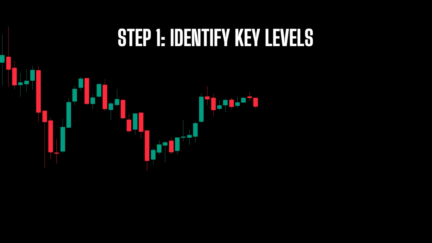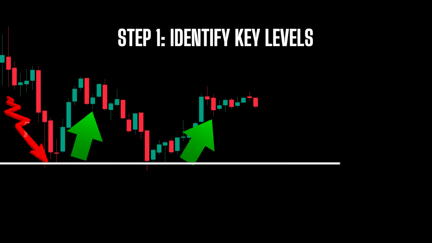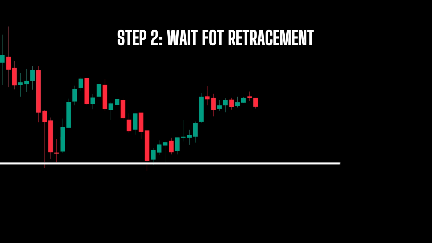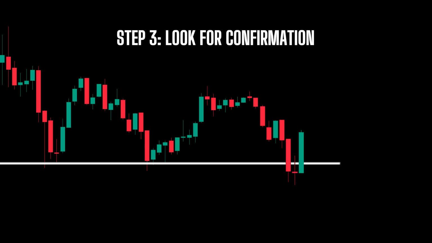Here's an example. In this chart, we can see the price has formed a downtrend and reversed twice at a specific area, making it a level of support. Now that we've identified our key level, the next step is to wait for the price to interact with it once again. At this 3rd retracement, we're expecting the price to bounce once more, but we'll need extra confirmation from a candlestick pattern that supports our uptrend bias.